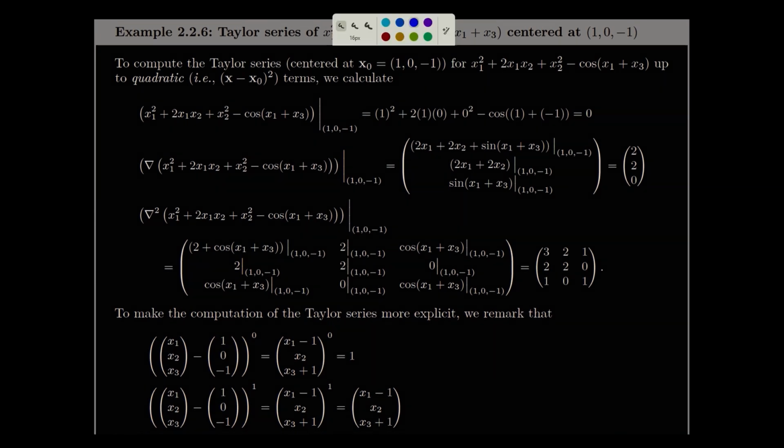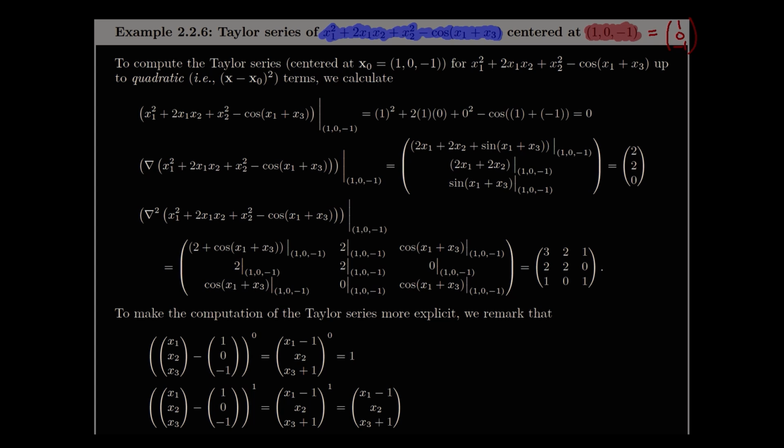So let's look at the following function. It says x1 squared plus 2x1 x2 plus x2 squared minus cosine of x1 plus x3. And now, what is a center for a scalar field? The center is going to be a vector. You can interpret that as a vector if you'd like to. This is the vector 1, 0, negative 1. A center for a scalar field is now a vector because the inputs to a scalar field are a vector. So I'm centering myself at a vector now.